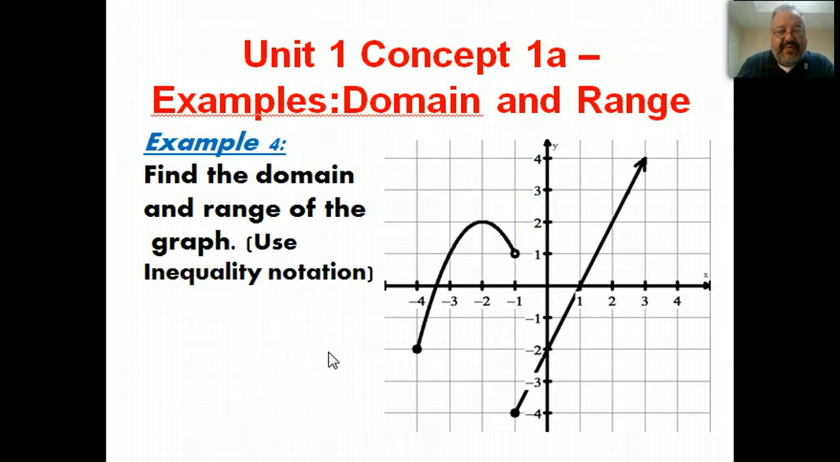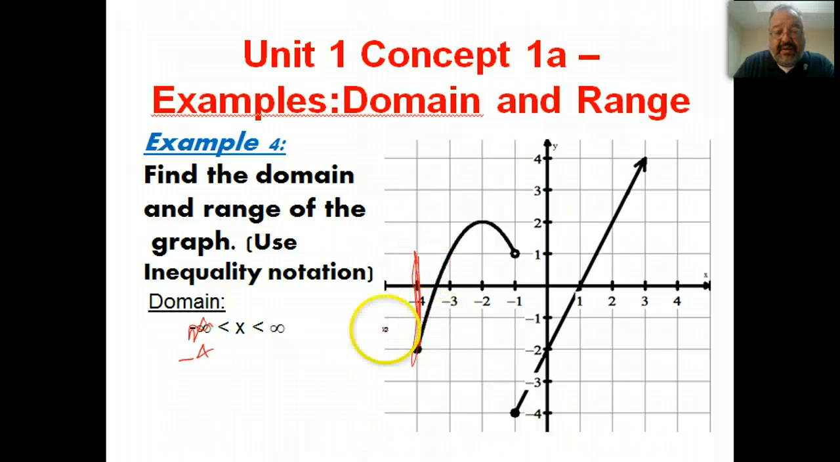Now here's a graph. It says find the domain and the range. Now this time it says use inequality notation. You're going to be asked to write the domain and the range in inequality notation and in interval notation. So inequality notation has inequality symbols. Now the domain is from negative infinity. Actually, change that please. It's going to be from negative 4 to infinity, because the smallest number on the x-axis I can go to is negative 4, and on the other side the biggest x value I can take goes to infinity because of that arrow.